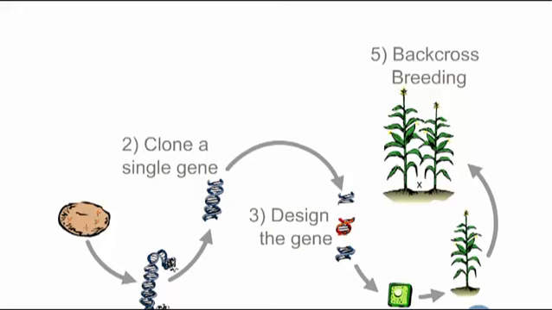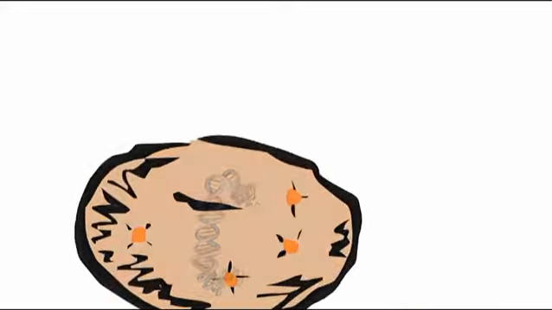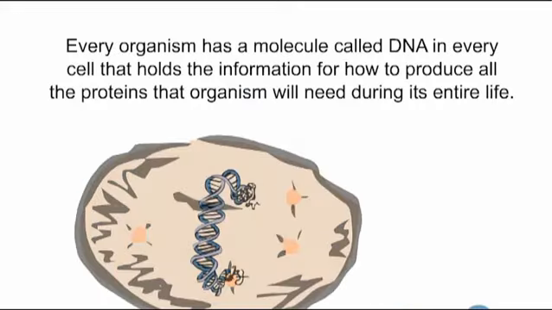As I have mentioned, after cutting the DNA, insertion of foreign DNA is very important. So a piece of foreign DNA known as a transgene is inserted into a cut DNA molecule using the enzyme called DNA ligase. So here, this is the cell. Every organism has a molecule called DNA. This DNA is present in every cell and holds the information for how to produce all the proteins that organism will need during its entire life.